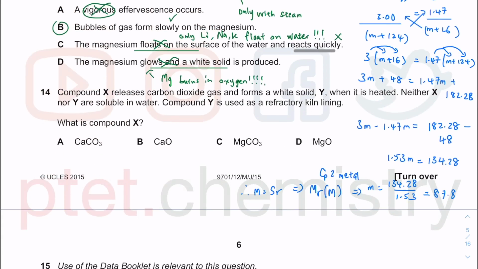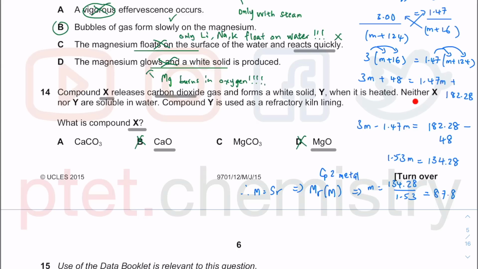Question 14. Compound X releases carbon dioxide and you get a white solid when it's heated. So you get carbon dioxide and a white solid when it's heated. The oxide itself is not going to release carbon dioxide, because they're looking for X. Where you're going to get the carbon dioxide is from carbonate decomposition. If you have only the oxide, you are not going to release carbon dioxide. From where are you going to get the carbon? Therefore, we're just looking at option A and option C here.